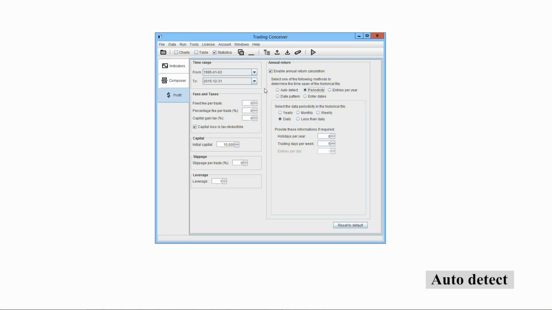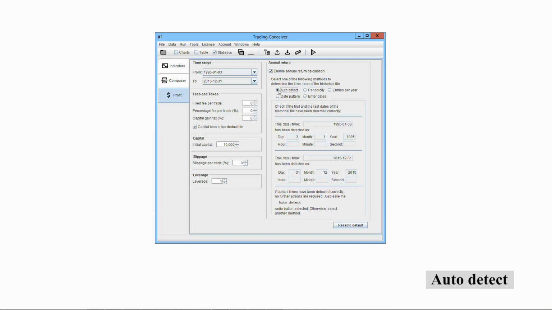With the Auto-Detect method, Trading Conceiver will try to auto-detect the date and time format. Try this option first. If date and time are expressed in a reasonably standard way, it will detect the format correctly. Two date-times are shown, the first and the last in the historical file. Look at the day, month, year, hour, minute, second fields to check if dates and times have been interpreted correctly. If so, no further actions are required. Leave the Auto-Detect radio button selected. Otherwise, select another method.